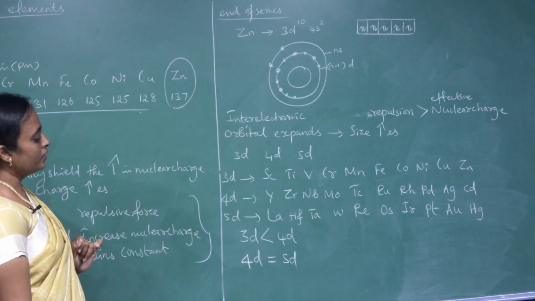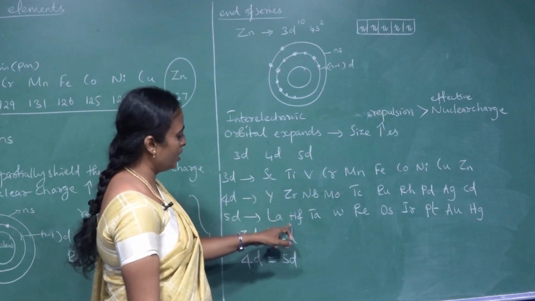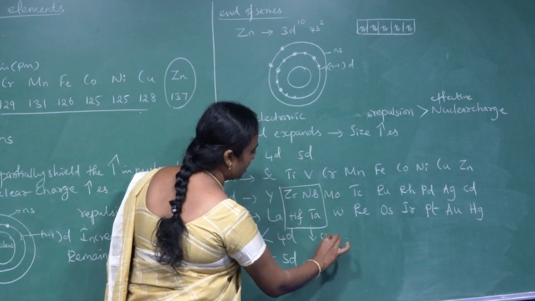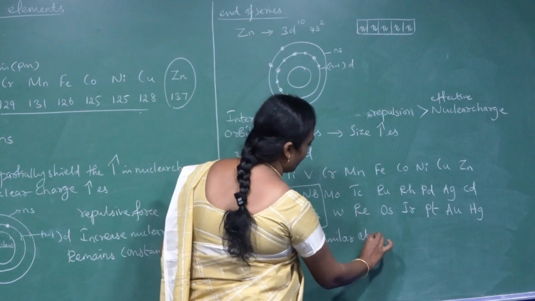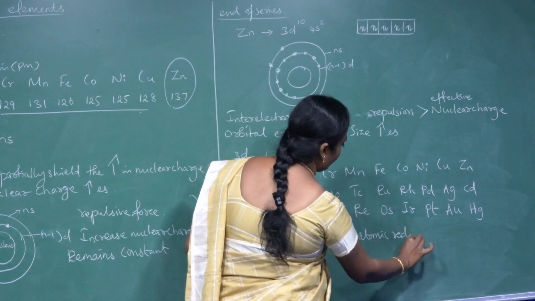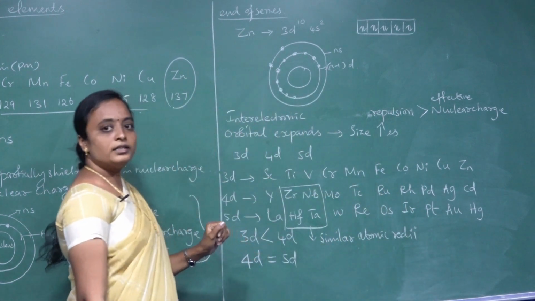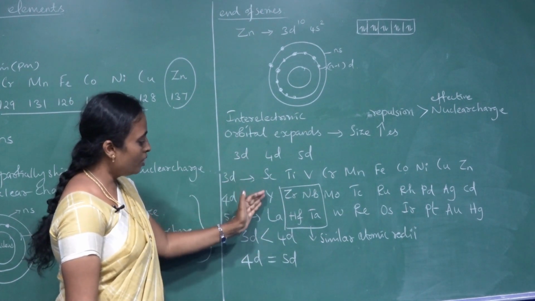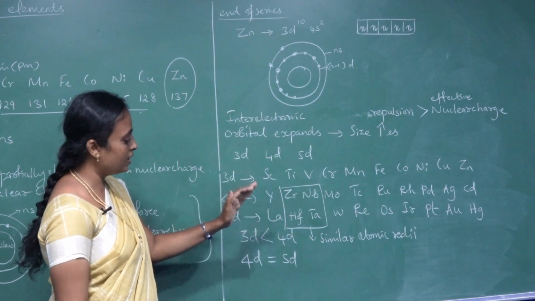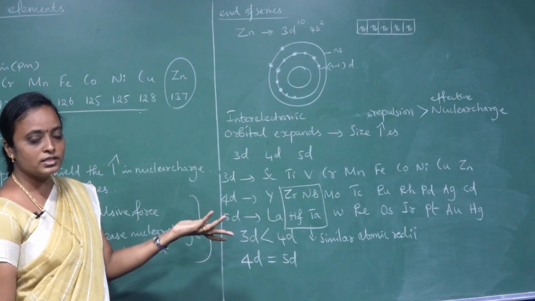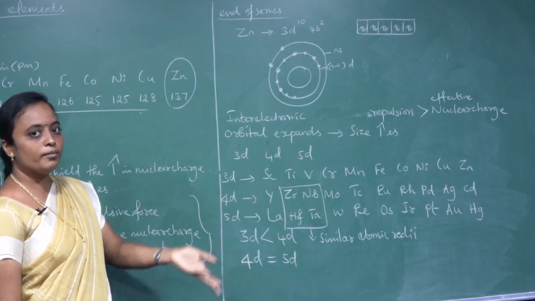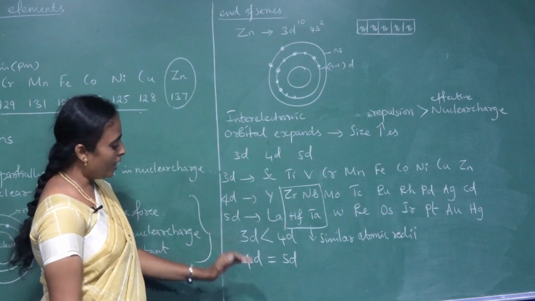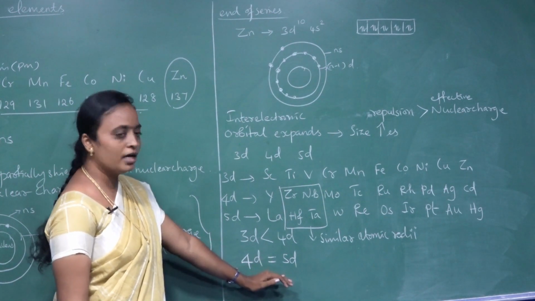Why? Because zirconium and hafnium, and likewise niobium and tantalum, have similar atomic radii. Why is there similar atomic radii? Normally when we move down the group from 3d to 4d, the atomic number and nuclear charge increase, extra shells are introduced, and because of that the size increases. That is clear. But if you take 4d and 5d, the atomic radii are almost similar.